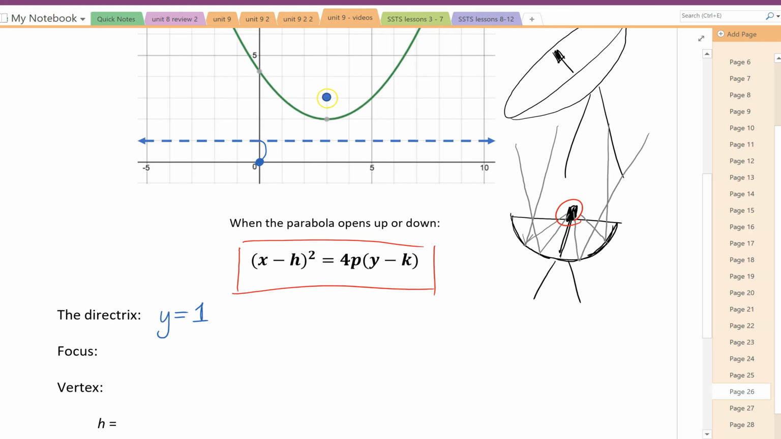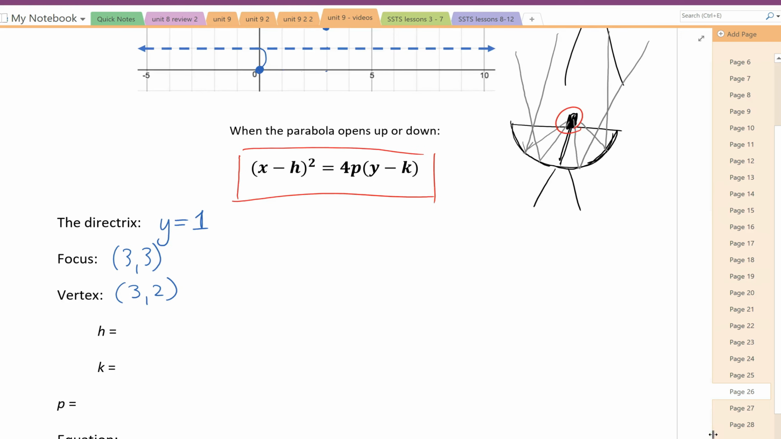The focus is this blue dot right here, which is at 1, 2, 3, 1, 2, 3. So the focus is at 3, 3. And the vertex is this point right here where the parabola sort of changes directions. And so the vertex is at 1, 2, 3, 1, 2.